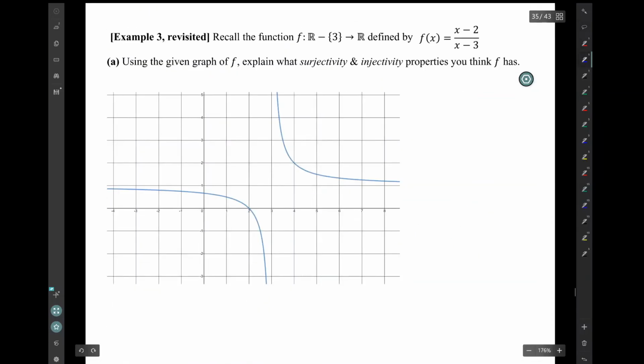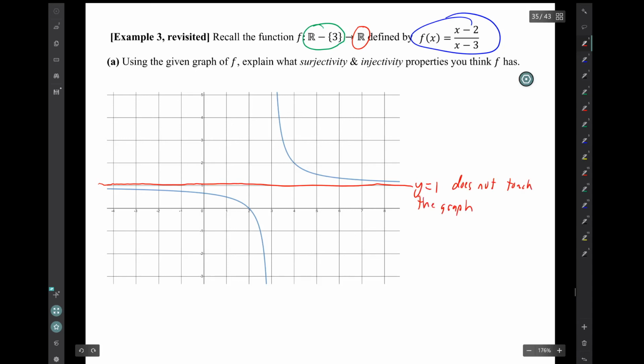Now consider this function, f with this domain, the set of all real numbers except 3, and this range, the set of all real numbers, defined by this formula. Using this graph, explain what surjective and injective properties you think the function has. Well, notice that this horizontal line, y equals 1, does not touch the graph. But y equals 1 is in the range. And so we have failed that horizontal line test for surjectivity.